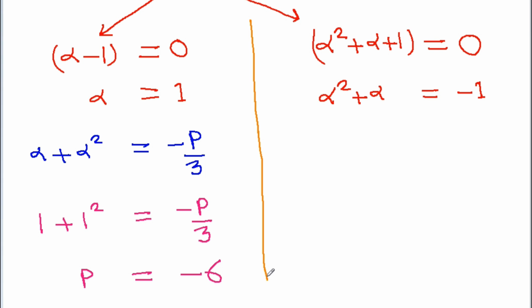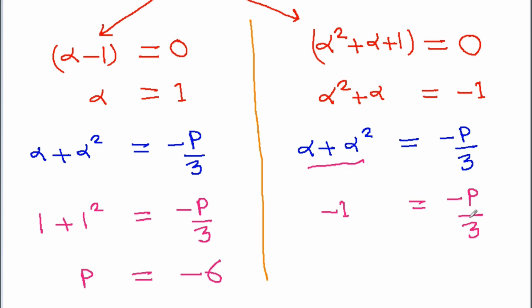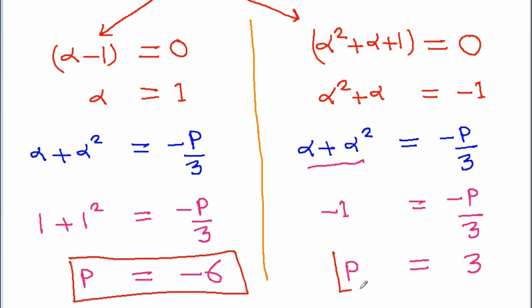And here also we have alpha + alpha² = -p/3, and here we got alpha + alpha² = -1. So -1 = -p/3. So from here we can get p = 3. So we got two values of p. One is -6 and the second is 3.